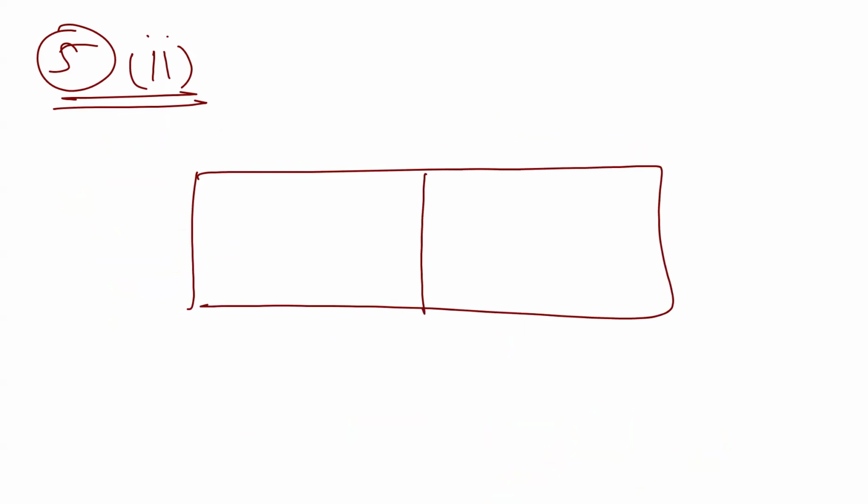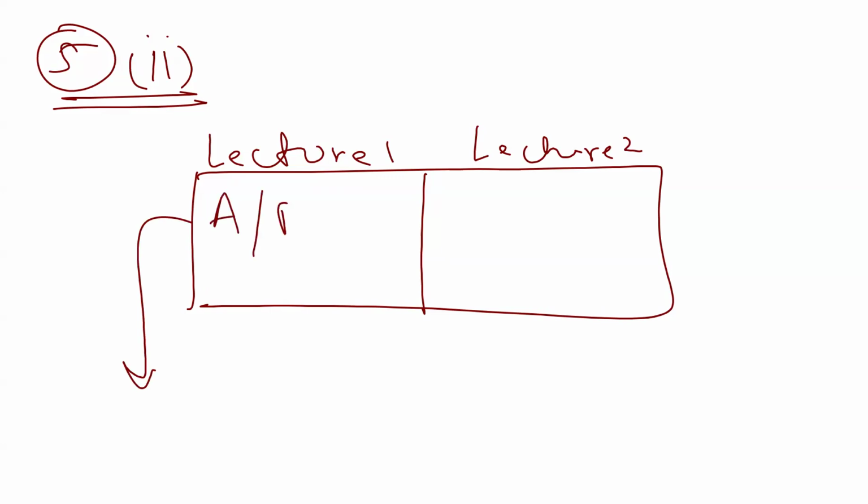5, sub question 2. 4 persons A, B, C, D are to give lectures to an audience. In how many ways can the organizer arrange the order of their presentation? Now, lecture 1 and lecture 2. Lecture 1 can be given in how many ways? 4 ways. There are 4 choices.